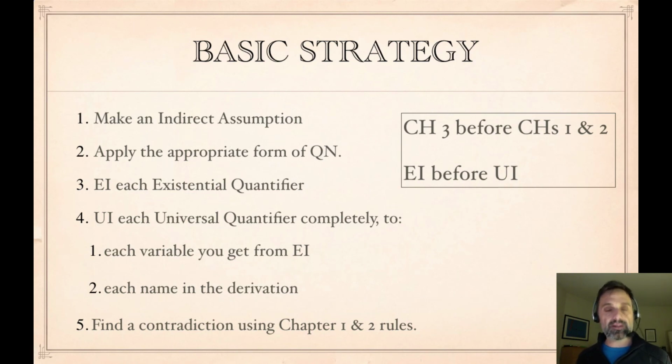And we'll see why that is in one of the last 2 videos. I'm going to do some rule recognition problems in one video, and then some derivations in another. And you have to EI before you UI. This is fundamental and critical. If you do it the other way around, you'll end up with variables that don't match, and you won't be able to apply your chapter 1 and 2 rules. We'll see this, but EI before UI all the time, whenever possible.